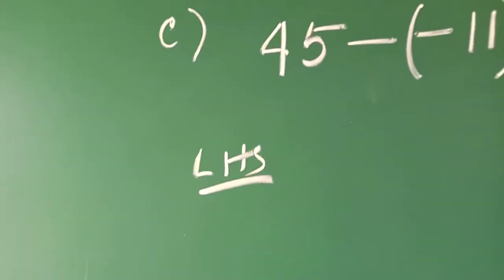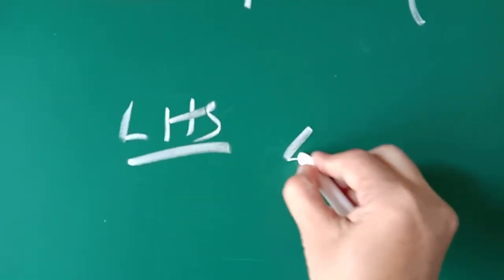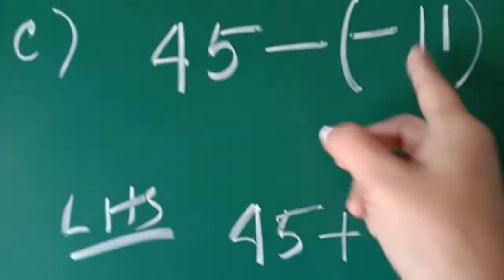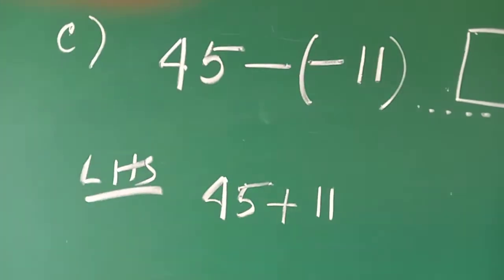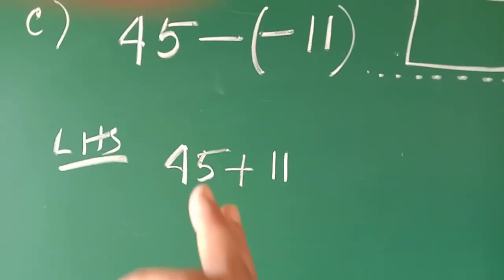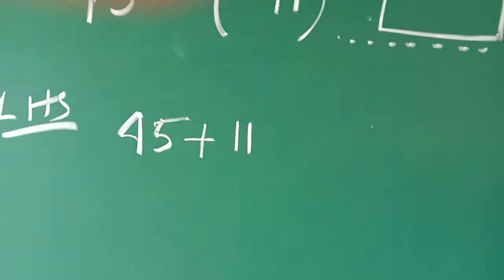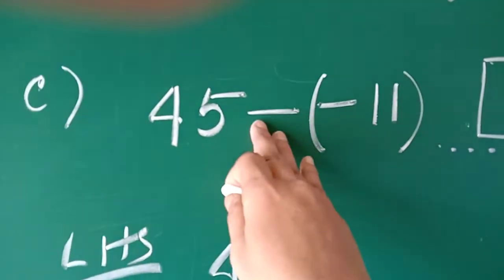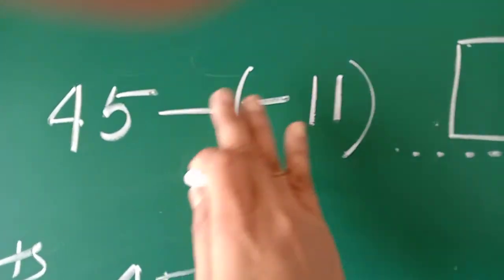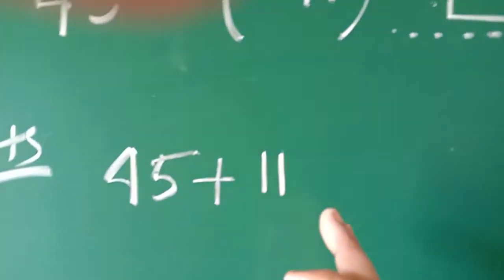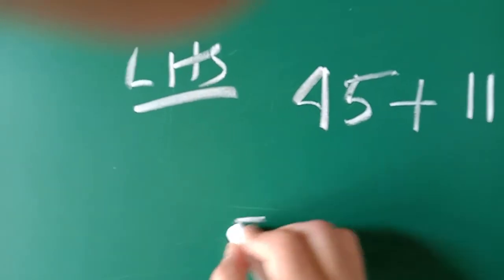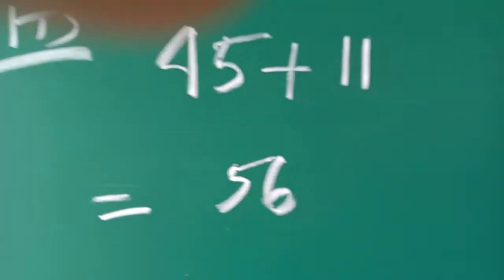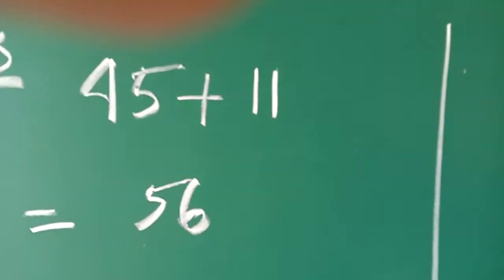Now you can write it in this way also, 45 plus 11. In a higher class you will come to know why it is plus, but for now, according to the number line, you can explain it this way. When we are subtracting a negative integer from any integer, that means we are adding it. Now add this, what value are you getting? 56. Leave it in this way.